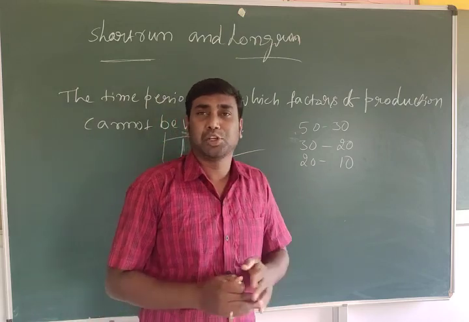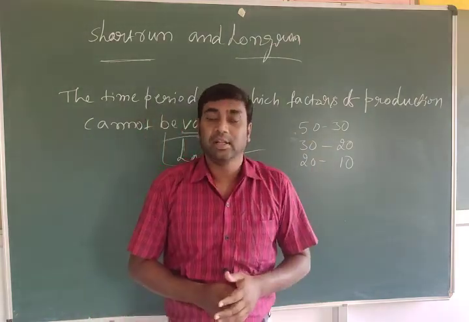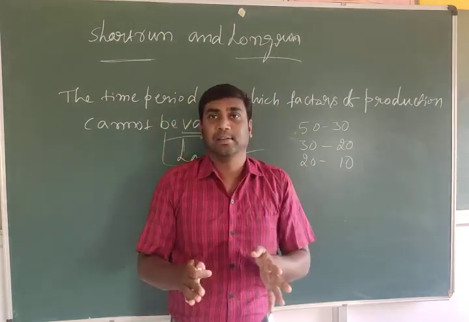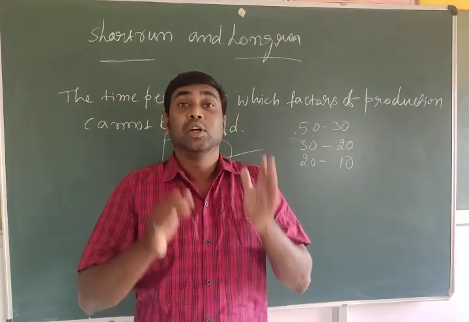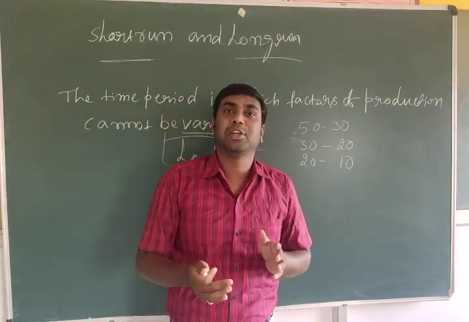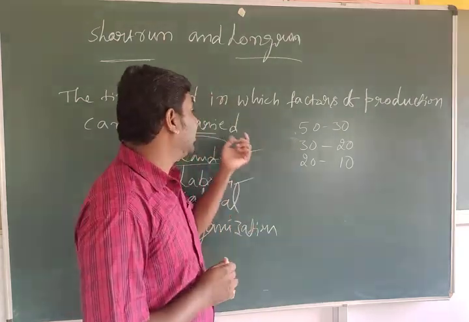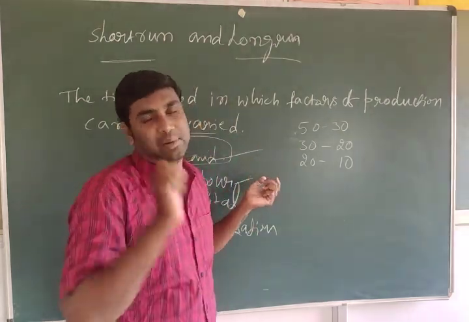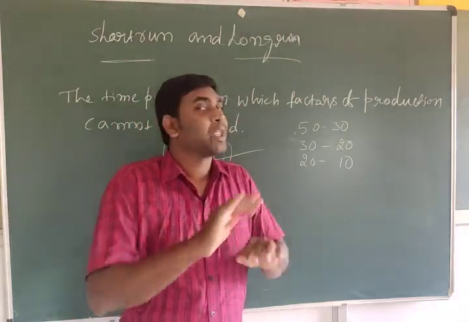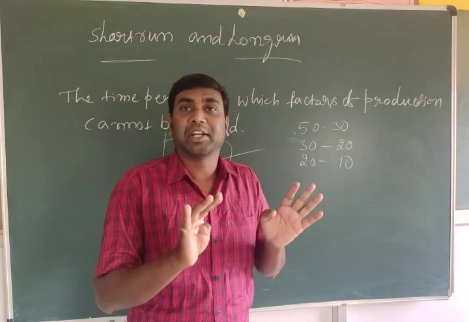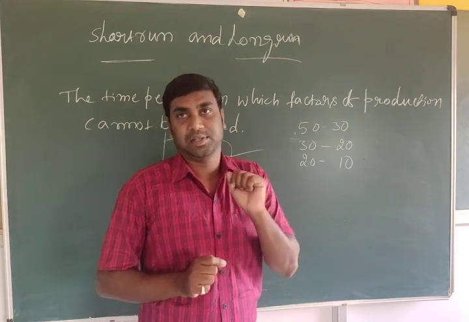In the factors of production there are two types. One is fixed factor, another is variable factor. Those factors which are fixed are called fixed factors. Those which can be changed are called variable factors. Here in the short run, labor is the variable factor and all the remaining are fixed factors. Within the short time we cannot change all the factors of production, we can only change the number of laborers.